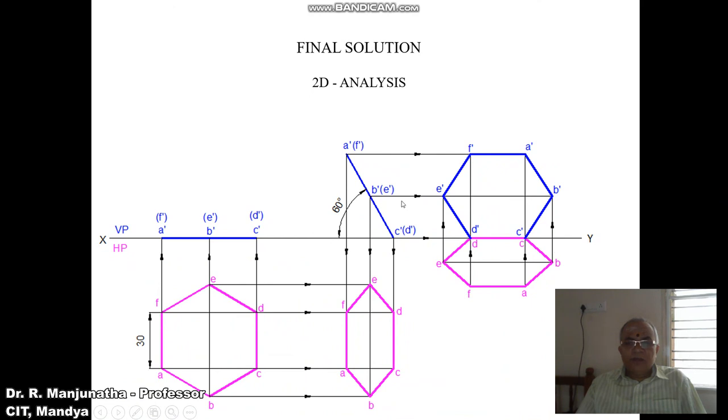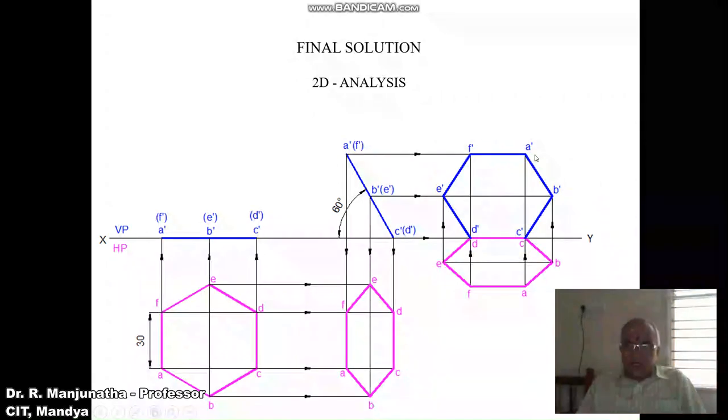Draw a vertical projector from B and E. Both these 2 points will intersect at the respective points of B dash and A dash. Similarly, draw a horizontal projector from A dash and F dash, and draw a vertical projector from A and also from F. Both these 2 points will intersect at the respective points of A dash and F dash. Then you mark A dash, B dash, C dash, D dash, E dash and F dash. Then join A dash to B dash, B dash to C dash, C dash to D dash, D dash to E dash, E dash to F dash and F dash to A dash with a dark line.